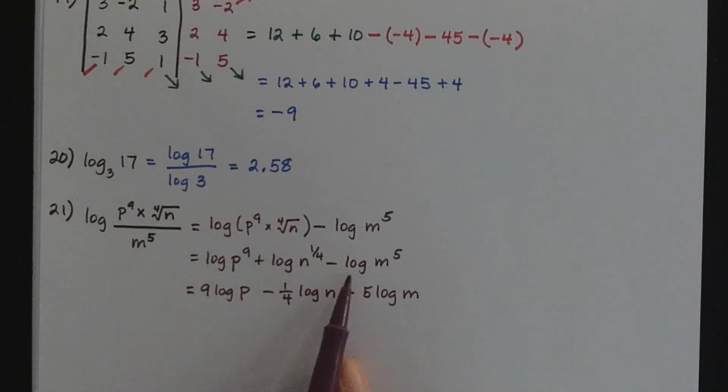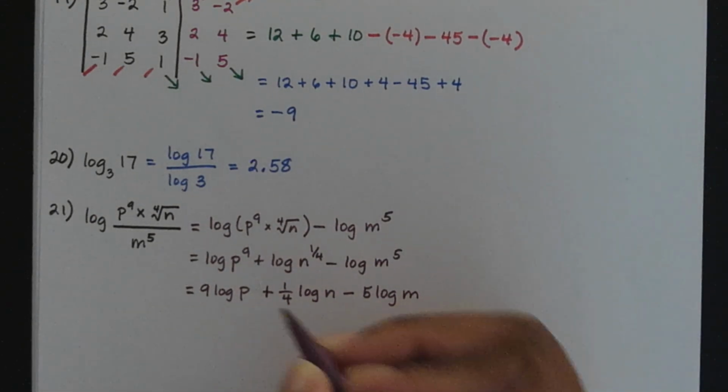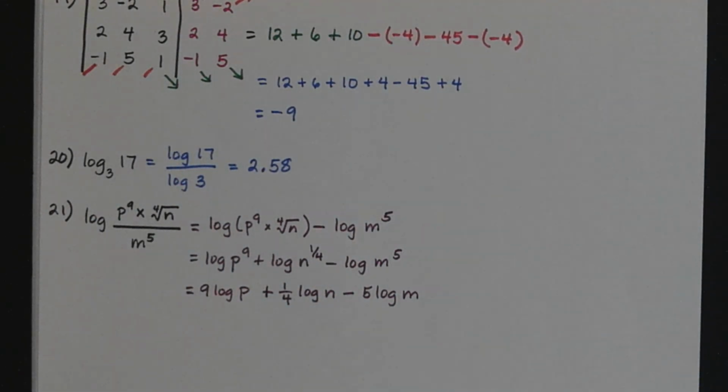And then for each one of these, I use the power rule by pulling the exponent in front of the logarithm. So I end up with 9 times the log of p plus 1/4, and that should be a plus 1/4, by the way, 1/4 log of n minus 5 log of m.